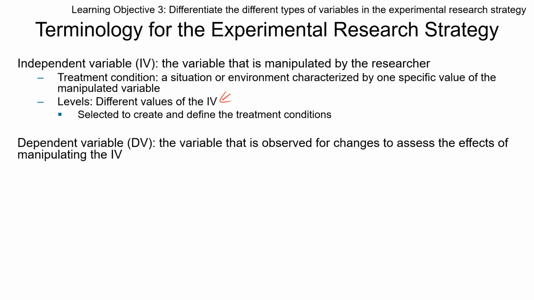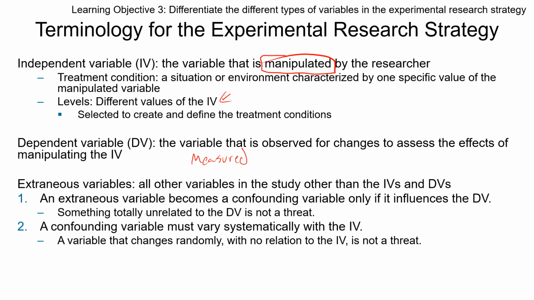Then the dependent variable is the measured variable. It's the variable that is assessed to see the effects of manipulating the independent variable. So this is the measured variable, and the independent variable is the manipulated variable. So those are the two main variables that we like in our experiment. Then there's the variables we don't necessarily like, and that is extraneous variables. So you'll typically hear them called extraneous variables, but sometimes you'll hear them called confounds.